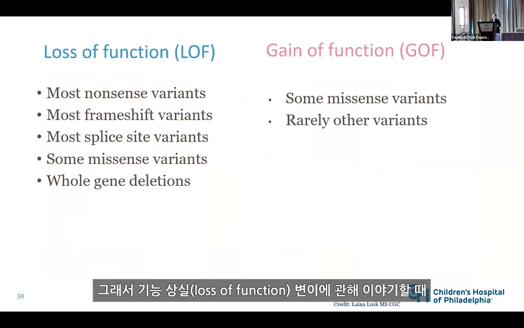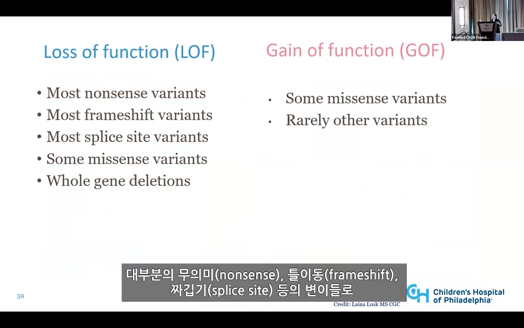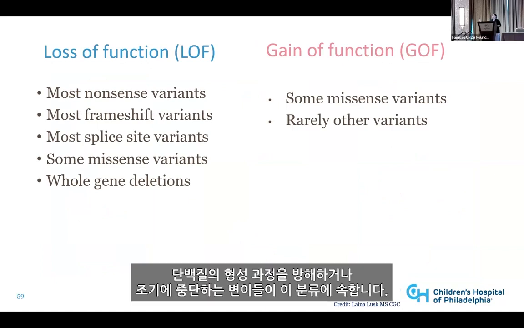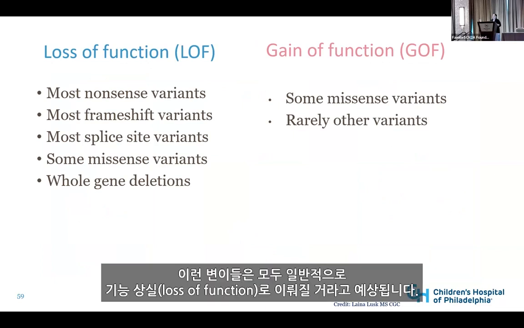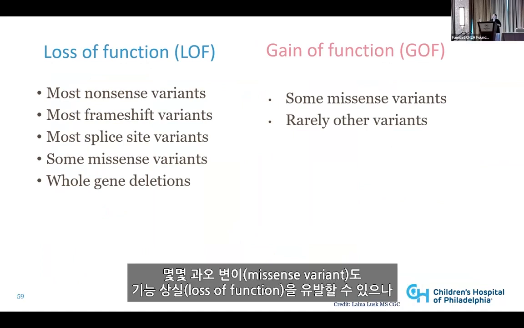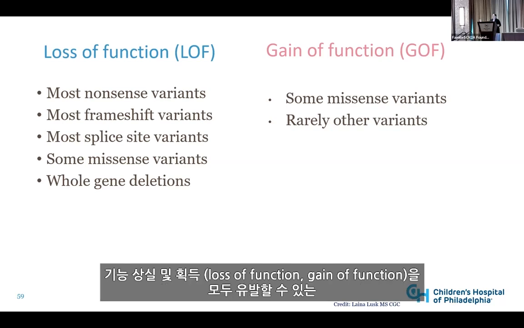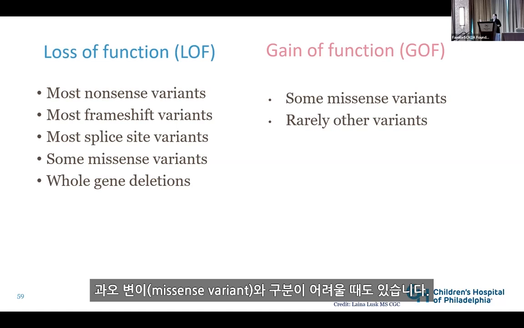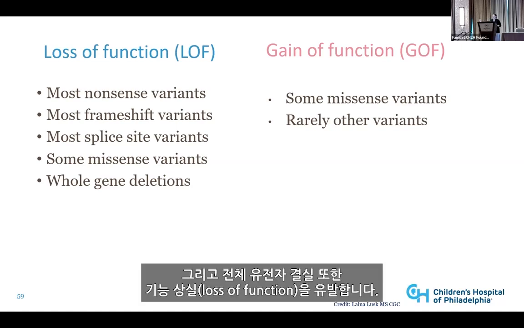So when we talk about loss of function variants, these include most nonsense, frame shift, and splice site variants, all those variants which disrupt the process of the protein being made or cut off the protein too early. Those are all typically expected to result in a loss of function. But we also know that some missense variants can also cause a loss of function, which can sometimes be tricky, to tell the difference between the missense variants that can cause loss and gain of function. And whole gene deletions as well are expected to cause a loss of function.